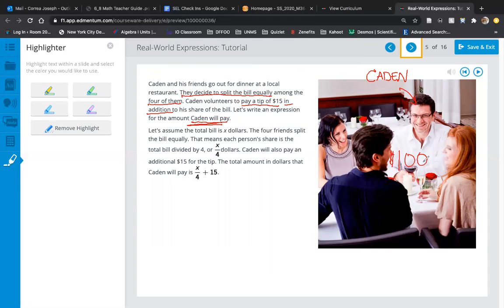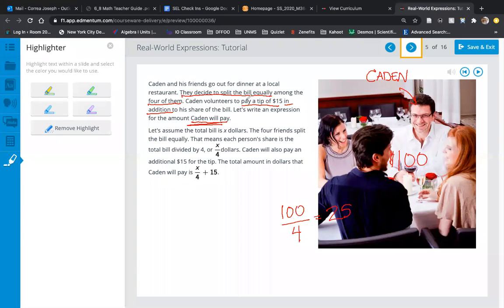So if the bill cost $100 based on what it says here, it says first that they're gonna decide to split the bill equally among the four of them. So I have four people for $100, so I know that each person I would divide is gonna have to pay $25, right? Now it says that on top of that, Caden volunteers to pay a tip of $15.